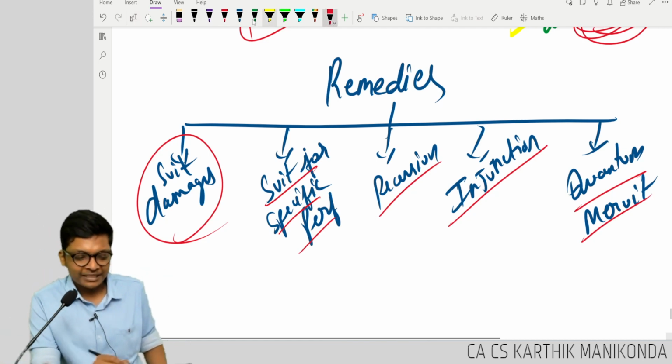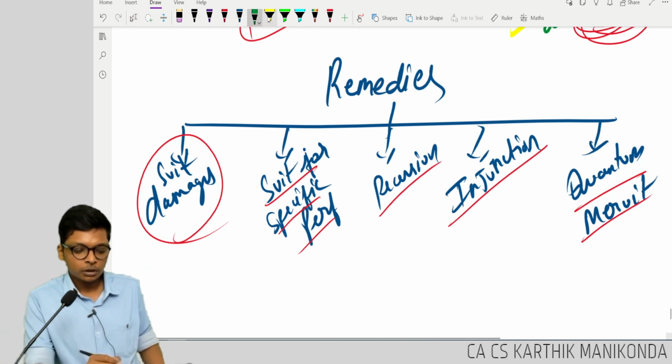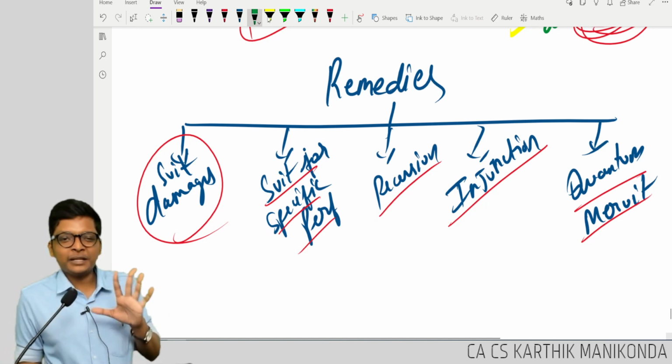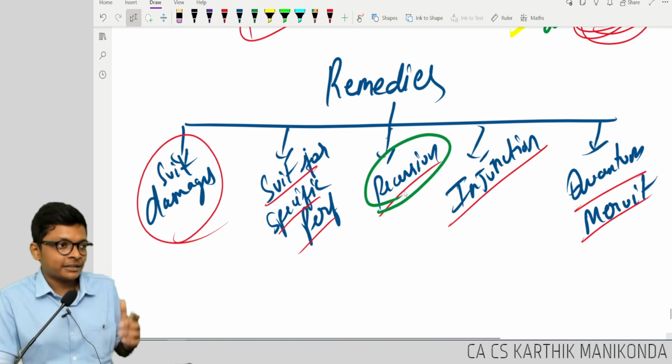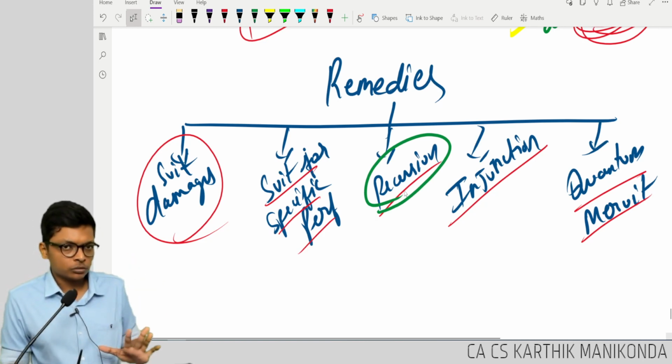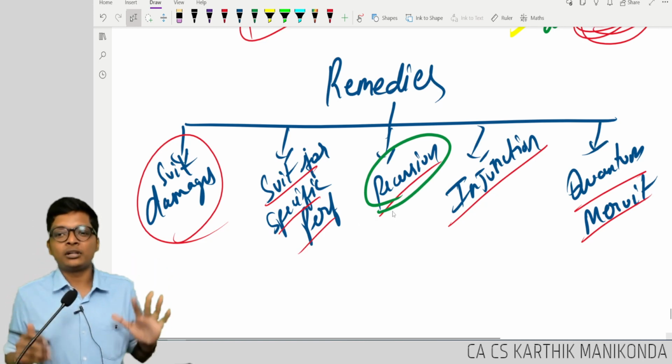Now Ola did not come, he cancelled. What will you do, guys? Reasonably, what will you do? Recession, cancel the contract. Why damages? Did you pay anything? Will you ask for damages? No. Recession, cancel the contract, leave it.